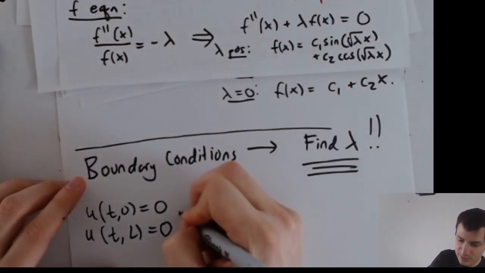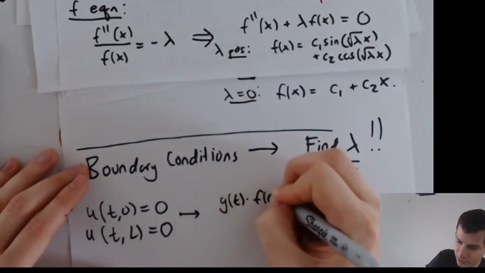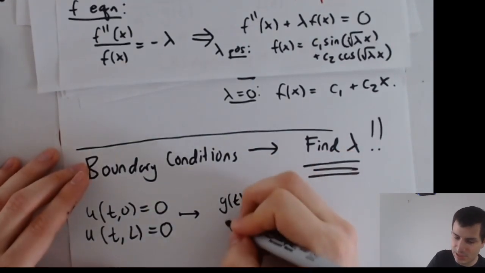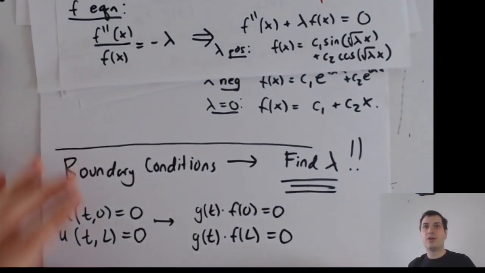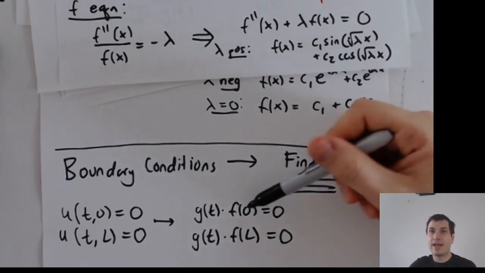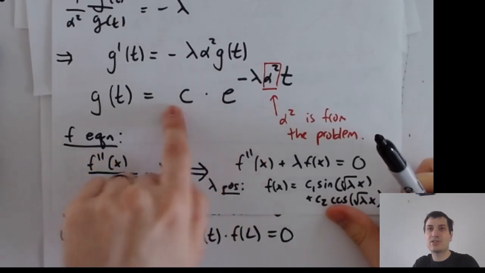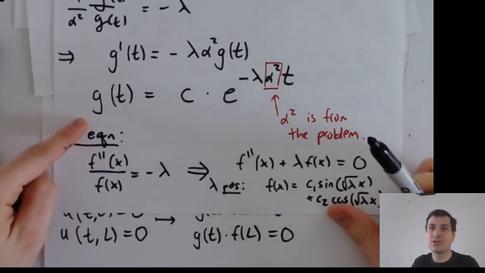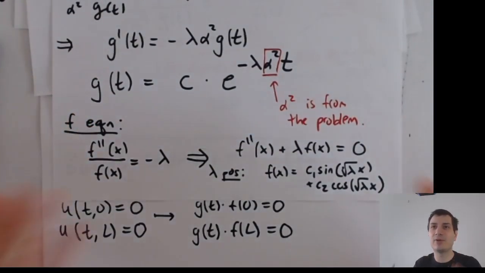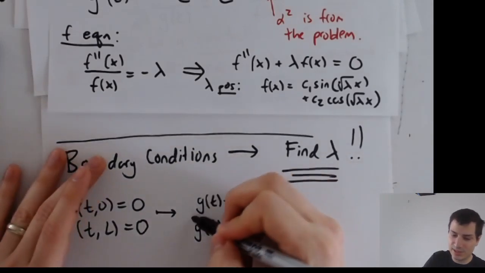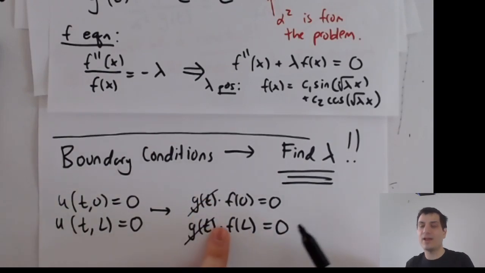What does this mean in terms of f's and g's? This means g of t times f of 0 equals 0, because we said u is g times f, and g of t times f of l equals 0. But g was just an exponential, so g has to be non-zero. If g was equal to 0, then everything is 0. We just get a boring solution. So we definitely want g to be non-zero. And if g is non-zero, it means we can cancel it out. So we have, from the boundary condition, f of 0 equals 0 and f of l equals 0.